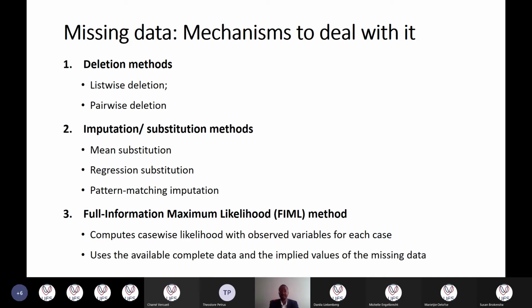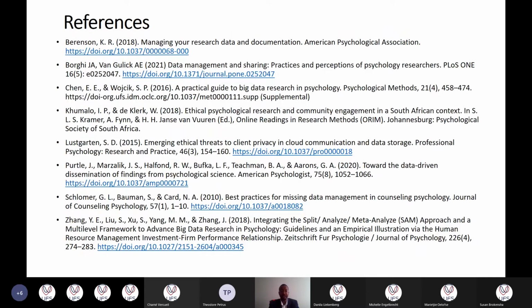Some packages now have this full information maximum likelihood method, which would then replace a missing value by computing a case-wise likelihood using the observed variables in each of the cases, including the patterns of the missing data, with particular information of that specific case that it is looking at. This tends to be a little more sophisticated, and it will in the future really, really be more preferred.